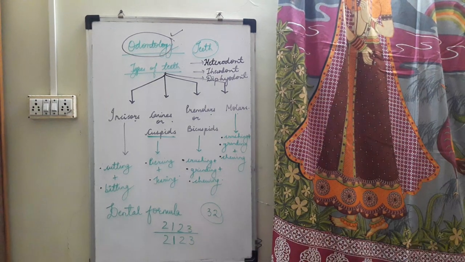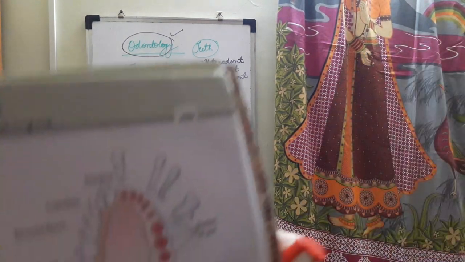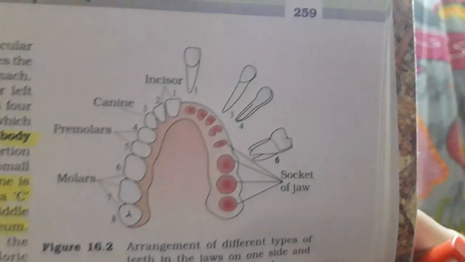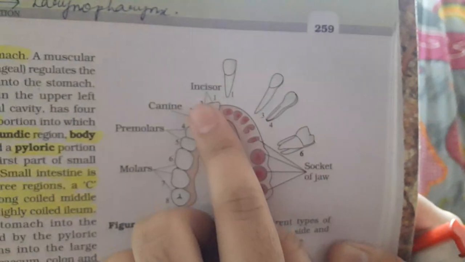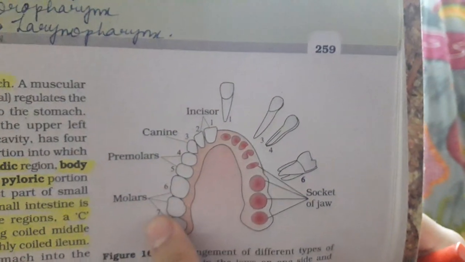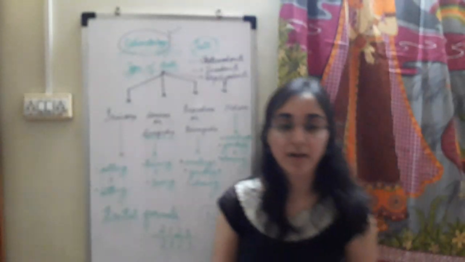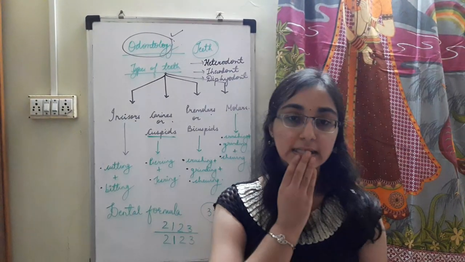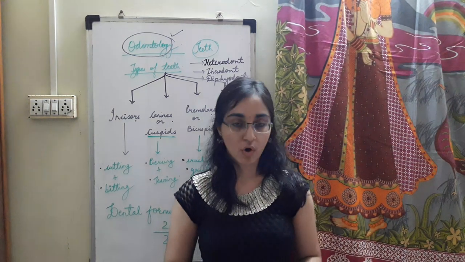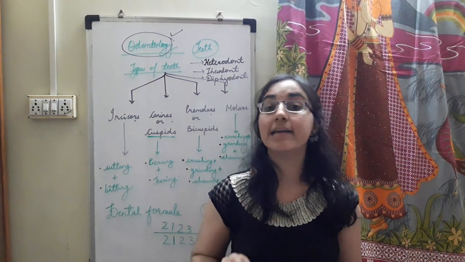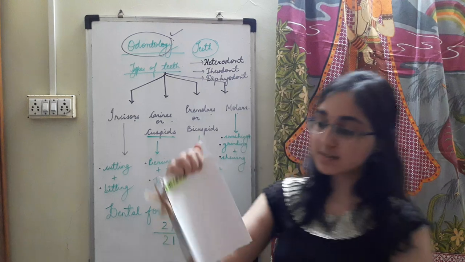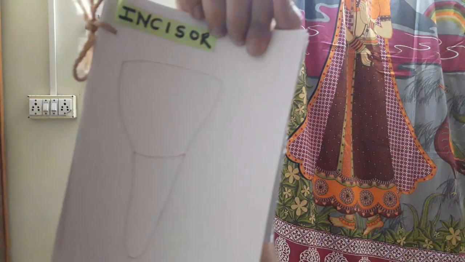I will show you a picture. This is the picture of it. We can see incisors, canines, premolars and molars. We have the front four teeth in the upper and the lower jaw. They are known as incisors. This is the image of incisors.